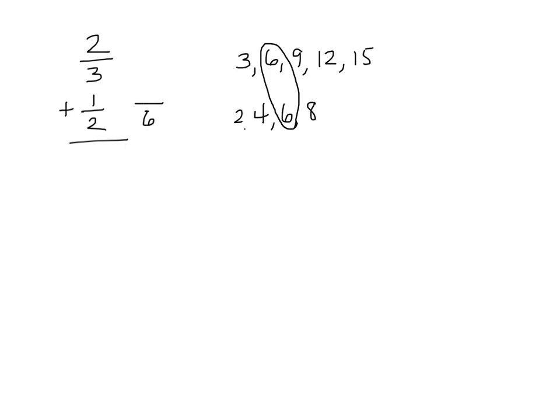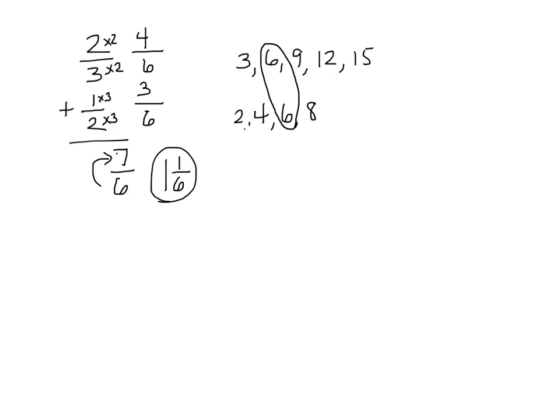So I'm going to do 6. I multiplied this by 2, so I need to multiply this by 2. I multiplied this by 3, so I need to multiply this by 3. And then I add, I have 7/6. And once again, we have to take that improper fraction. 6 goes into 7 one time with 1 left over. My denominator stays the same, and turn it into a mixed number.